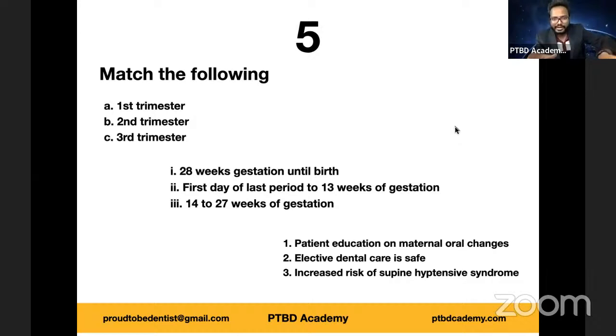5 seconds already done. First trimester, second, third trimester on one column. Another column, you have the time split corresponding to these trimesters. And third column, you have some indications or points which are in sync with those trimesters. So try to identify that. Time's up. 30 seconds.